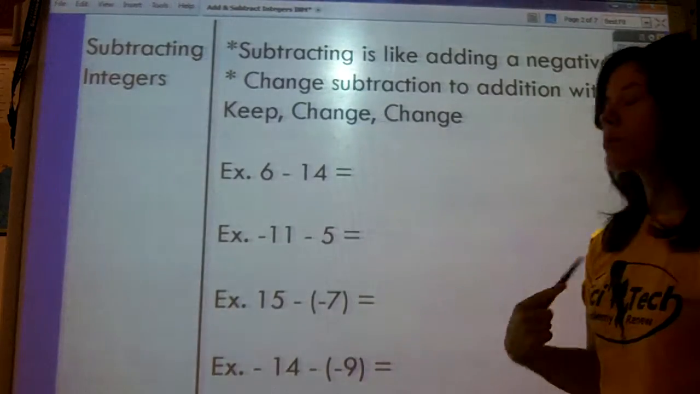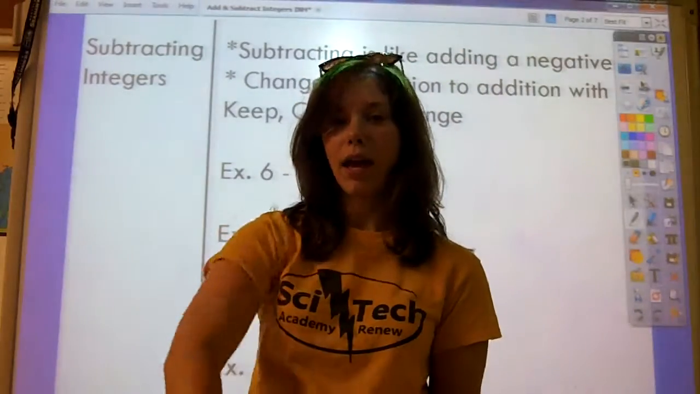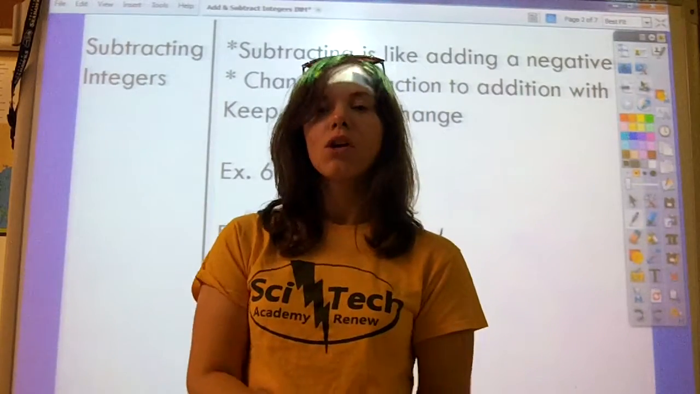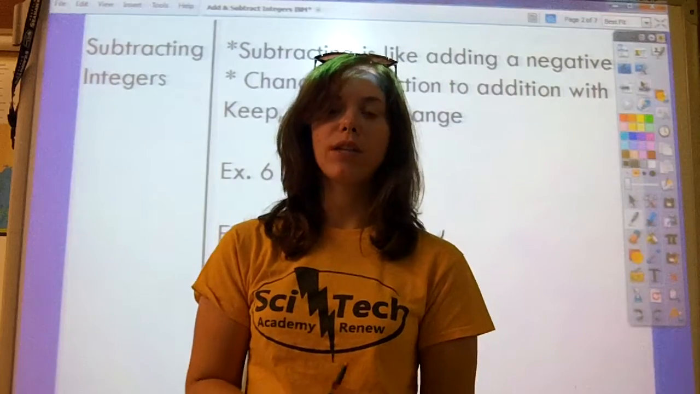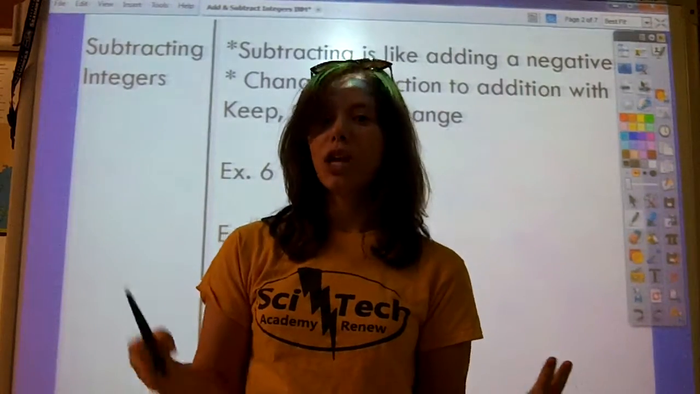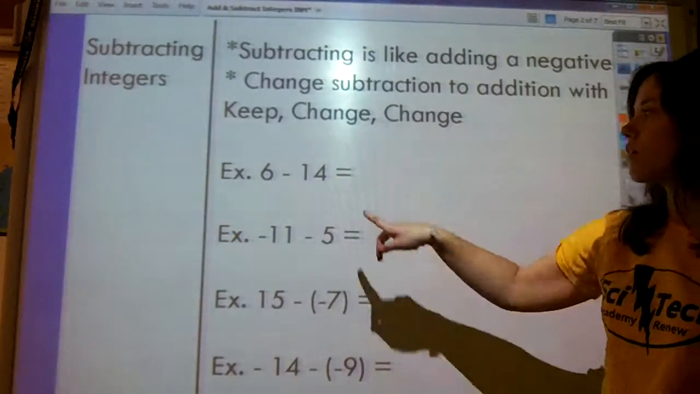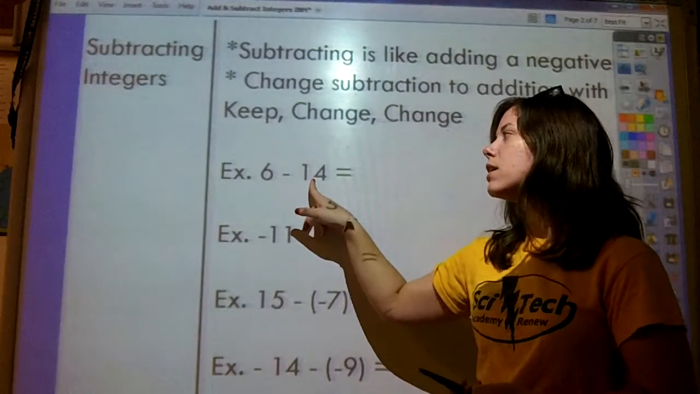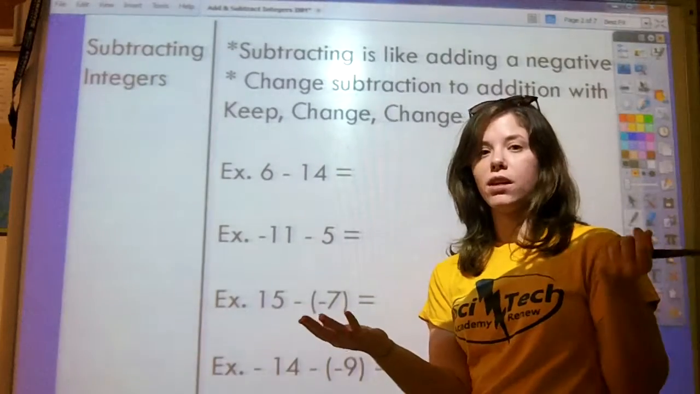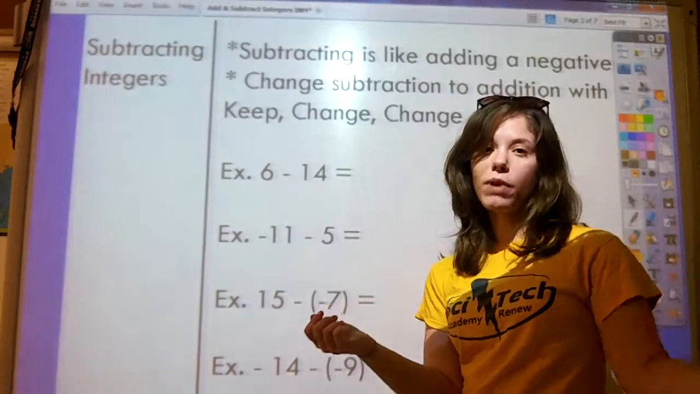Let's talk about subtracting. Subtracting with a negative is the same thing as adding more negative. Taking money away is the same as adding negatives. So when you see a subtraction problem with negative numbers, we want to change it to addition. The way we do this is with keep, change, change. You should have heard these rules in your math classes before. Let's take a look. If I have 6 minus 14, this is saying I have $6, I spend 14. I didn't have 14 to spend, that's like you swiped your credit card, and now you owe the bank.